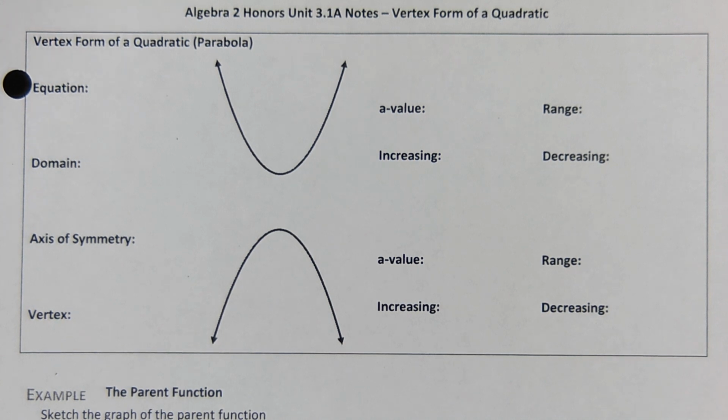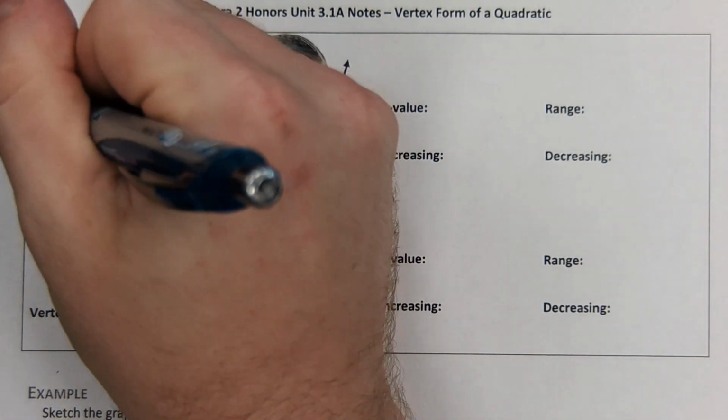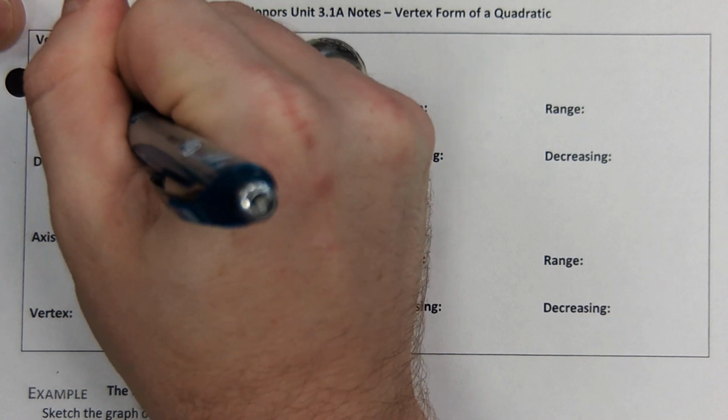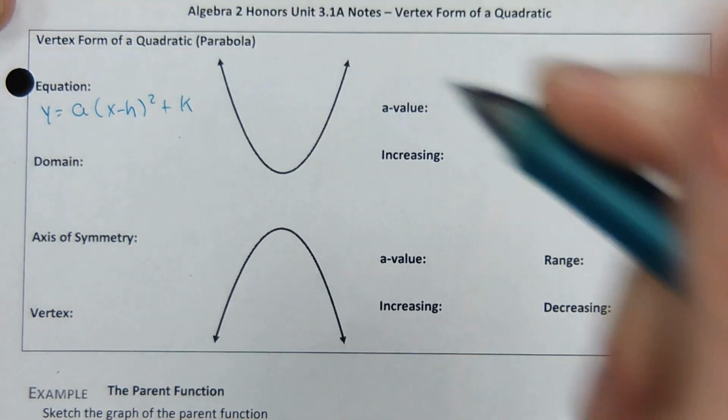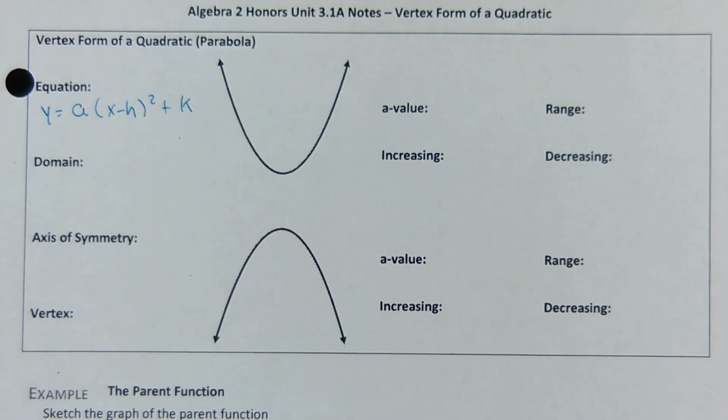Vertex form is arguably the most important quadratic format, at least for graphing purposes, and that's because it shows you all of your transformations. It might as well be called transformation form, as far as I'm concerned. Here is the general equation. There you go. That's what vertex form looks like. It looks remarkably similar to absolute value.